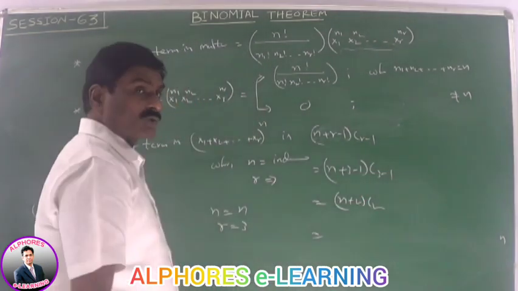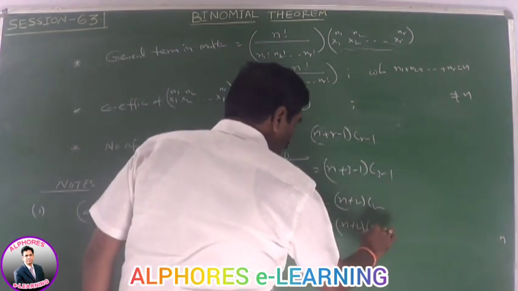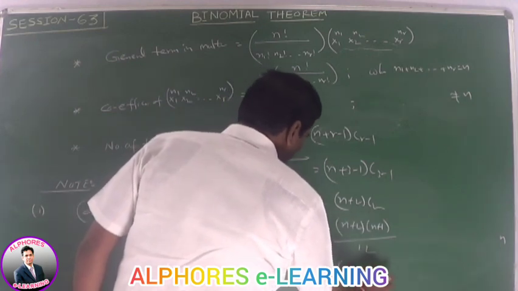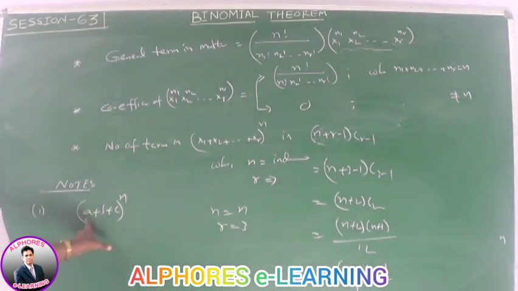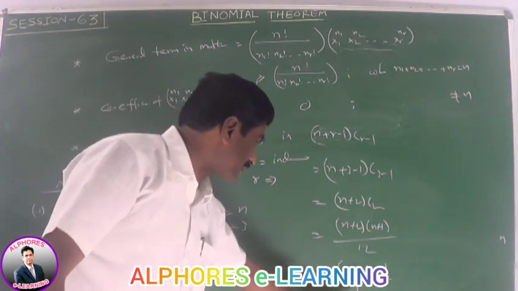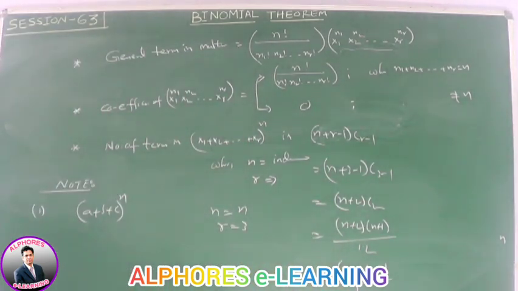What is the value of n plus 2 c 2? n plus 2 into, we reduce 2 terms. Next term is n plus 1 by 1 into 2. That means n plus 1 into n plus 2 by 2. Please observe this value. If the given multinomial is a trinomial, that means it contains 3 terms, then the number of terms in that expansion is n plus 1 into n plus 2 by 2, or n plus 2 c 2. Okay, please note this value.